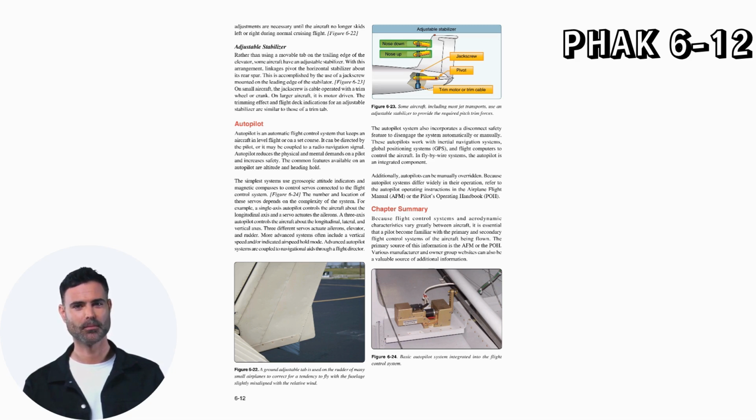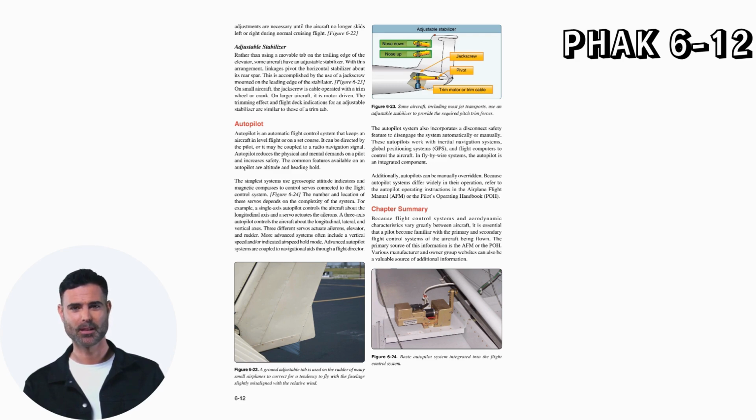The simplest systems use gyroscopic attitude indicators and magnetic compasses to control servos connected to the flight control system. The number and location of these servos depends on the complexity of the system. For example, a single-axis autopilot controls the aircraft about the longitudinal axis, and a servo actuates the ailerons. A three-axis autopilot controls the aircraft about the longitudinal, lateral, and vertical axes. Three different servos actuate ailerons, elevator, and rudder.